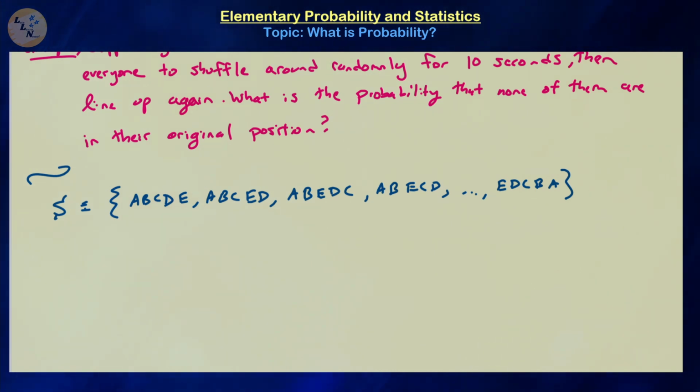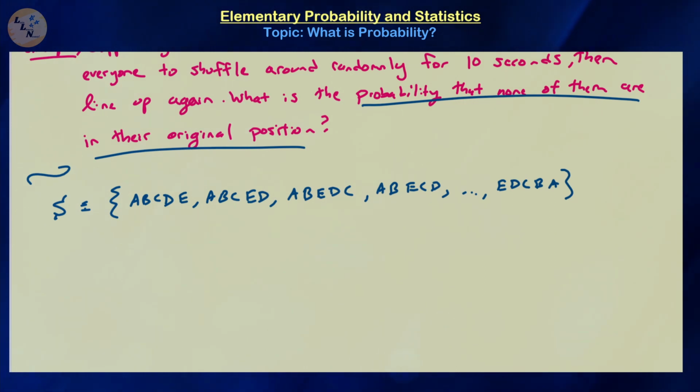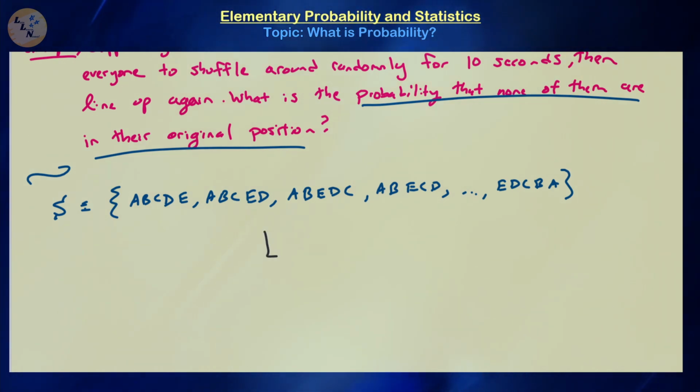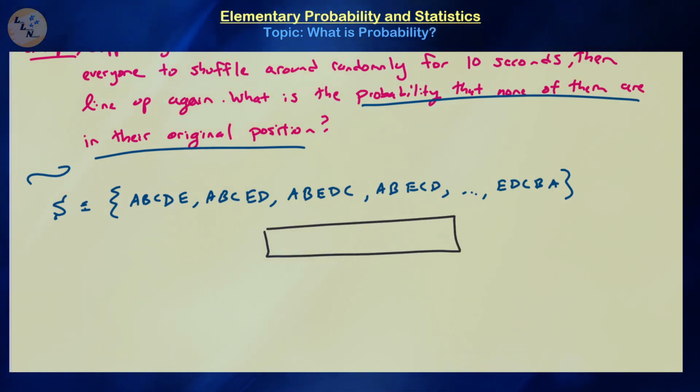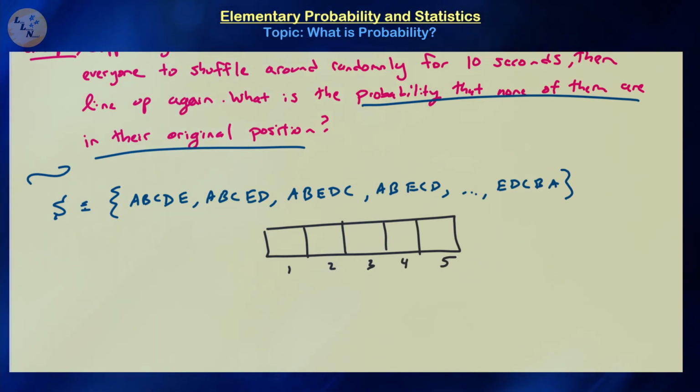So what do we want? We want the probability that none of them are in their original position. Okay, so we need to find the cardinality of the sample space first. So we actually at least have a description of S. In terms of the cardinality of this set, how many elements do we have? Well, we can think of the outcome line from this perspective. So we have position 1, position 2, position 3, position 4, position 5. And let's assume all of them are different.